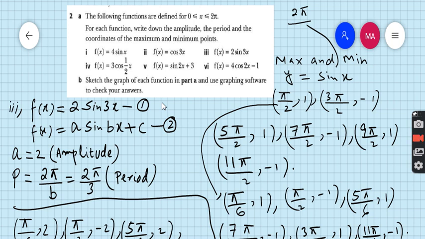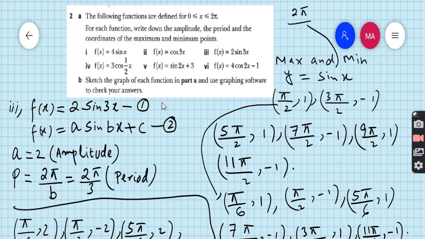So first we have to write the part and assign the name of this part: equation number 1. You can see on the screen f(x) is equal to 2 sin 3x. And now compare equation number 1 with the standard formula of sin x. The standard formula of sin x I already defined: f(x) is equal to a sin bx plus c. So after comparing both equation number 1 and 2, you can see the value of a is 2.